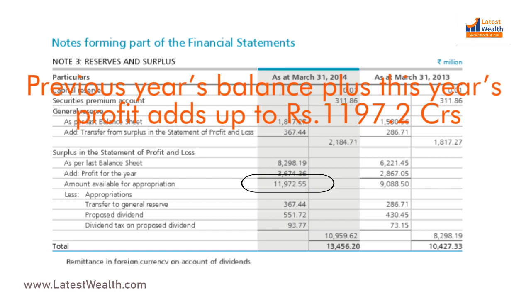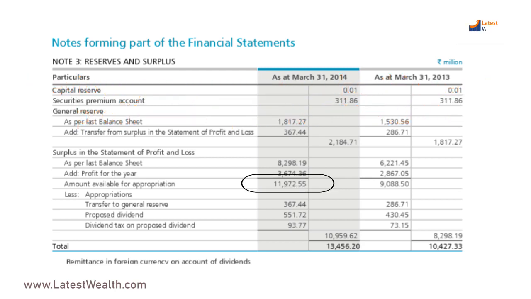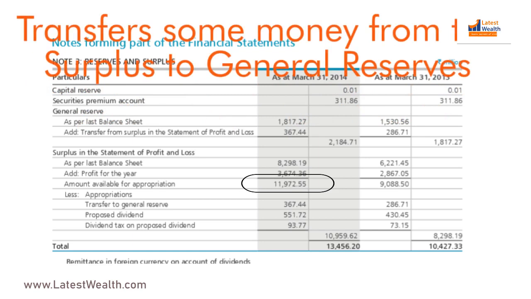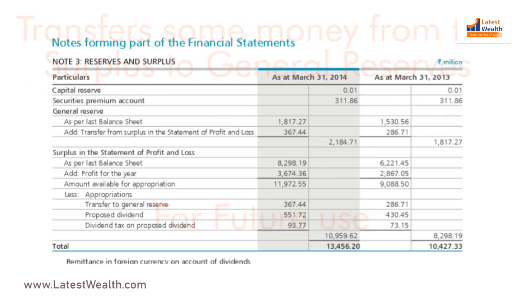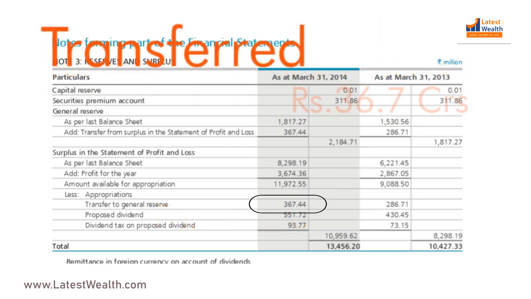1197.2 crores. The company can choose to apportion this money for various purposes. The first thing a company does is transfer some money from surplus to general reserves so that it will come handy for future use. They have transferred close to 36.7 crores for this purpose.